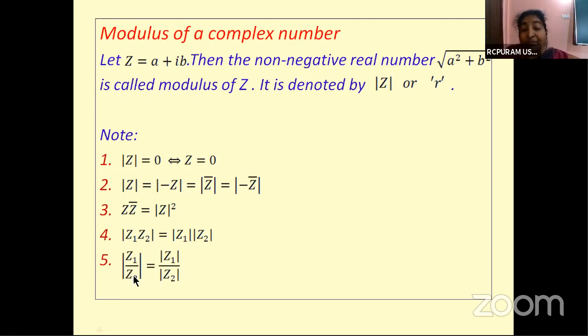Then if you are taking the modulus of z1 by z2, where z1 and z2 are two different complex numbers, it is always equal to mod z1 by mod z2. That means division of individual moduli. Now, if you have i in the denominator, first you should simplify it, then go for the modulus part. Here, on the left-hand side, you can take the numerator modulus separately and the denominator modulus separately. So either you calculate this way or that way, both give you the same answer.